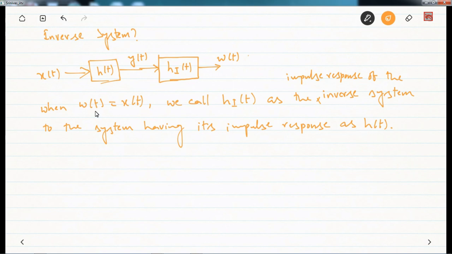So what I'm trying to say is, there is a system which takes input x of t and it produces output y of t.